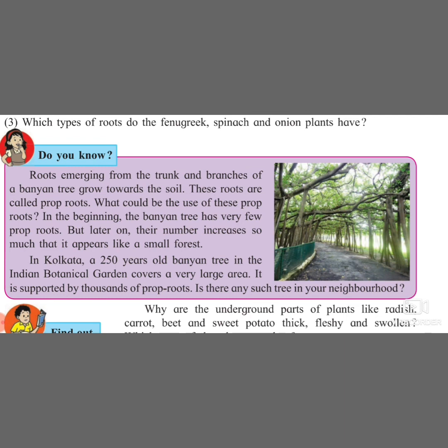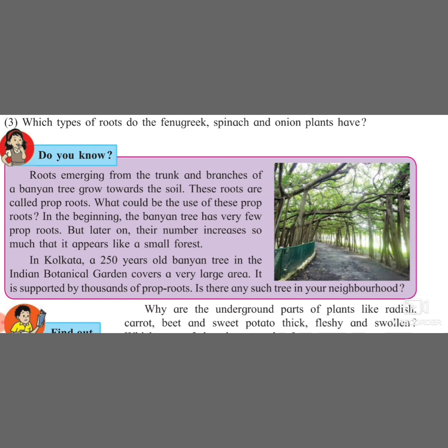What could be the use of these prop roots? In the beginning, the banyan tree has very few prop roots. Long years ago, these banyan trees consisted of very few prop roots. But later on, the number increased, and it appears to be like a small forest. In one tree only, you can see so many roots coming down. So you might think of this as one small forest.